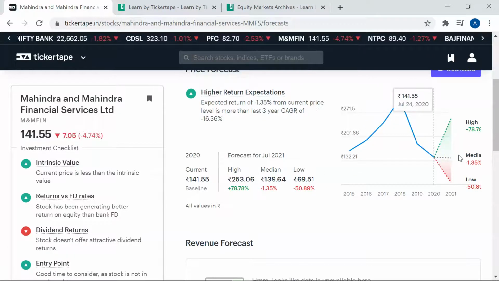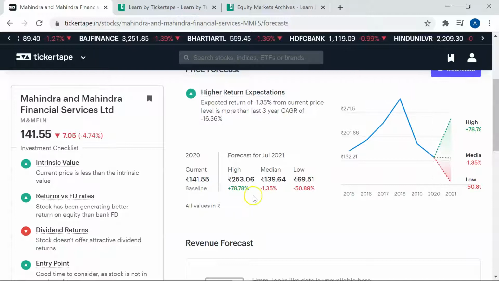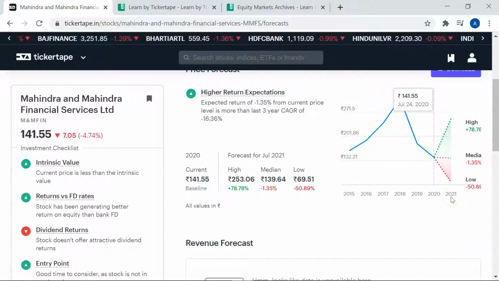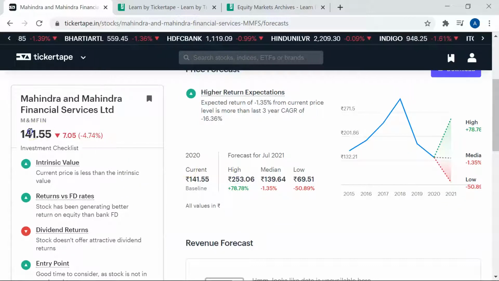The main disadvantage of Ticker Tape is that it really does not show you whether the price is going to increase in the next 1 year, decrease in the next 1 year, or remain in the same zone. It shows just 3 different possibilities. It doesn't tell the probability of each. So even if you take the pro membership, we really do not know whether the stock price in July 2021, that is exactly 1 year from today, will become 253 from the current value of 141, or will become 69. It is only showing a prediction based on the statistical data.